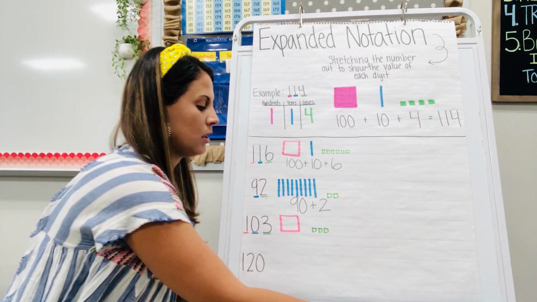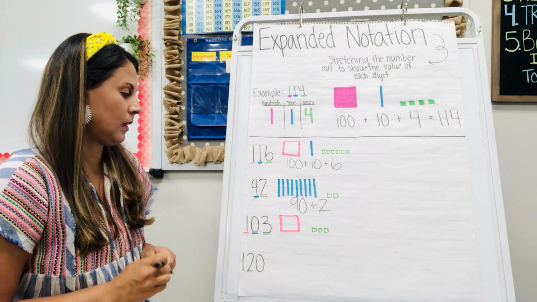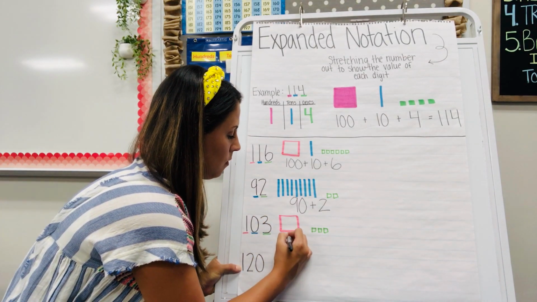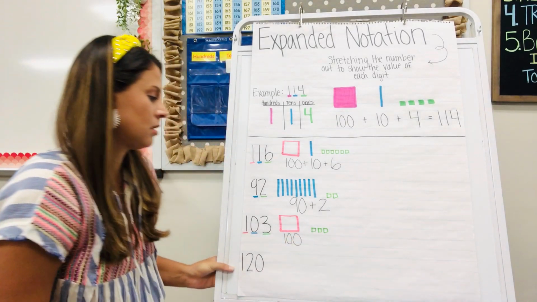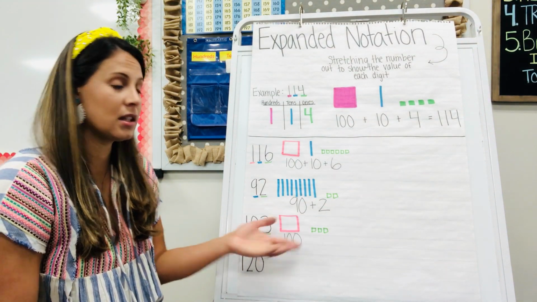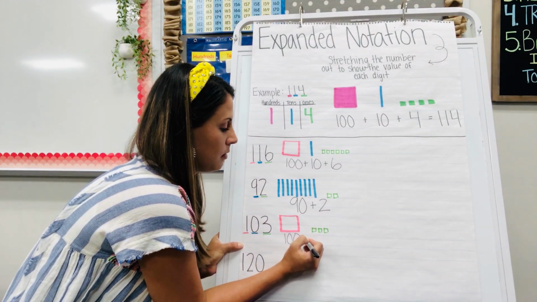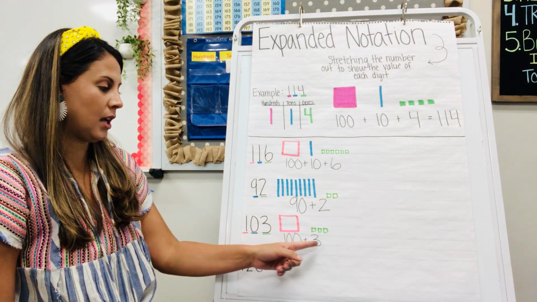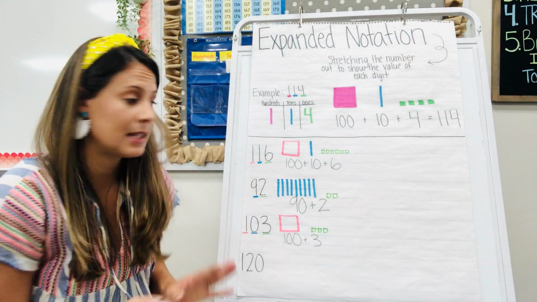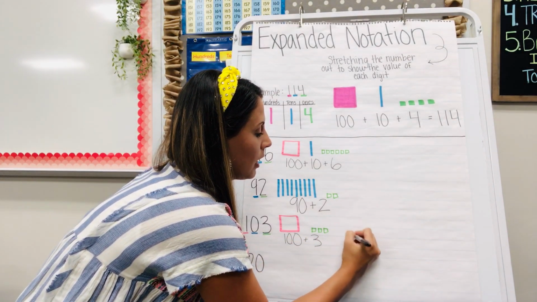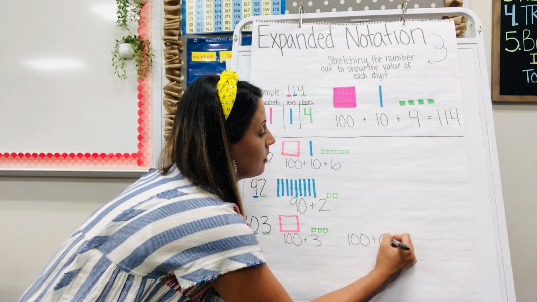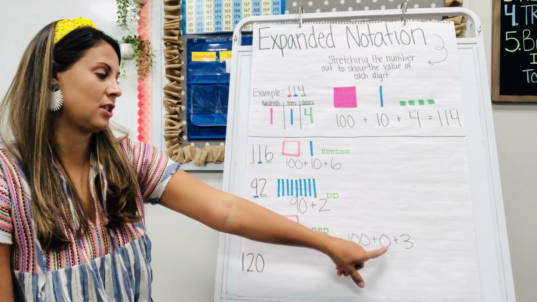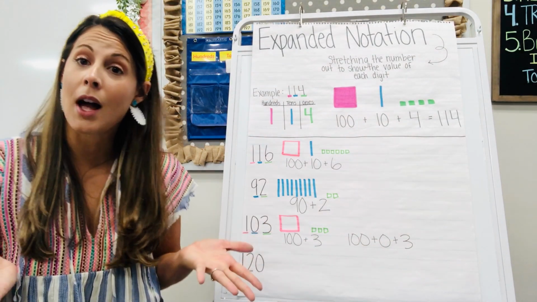So think carefully when we do this one. We have the value of this is 100. Do we have any tens? No. So what's the value of our ones? 3 ones. 100 plus 3. Or sometimes you might see it like 100 plus 0 tens plus 3 ones. Because we just have the 0 in the tens place. So either one, just be on the lookout.